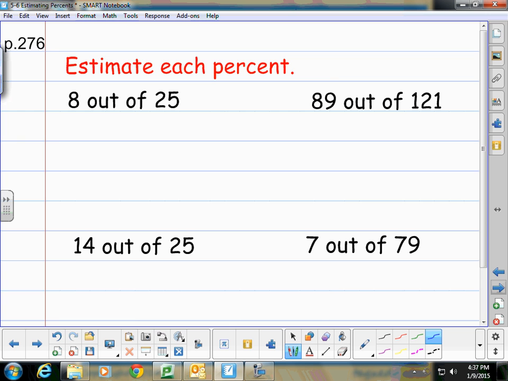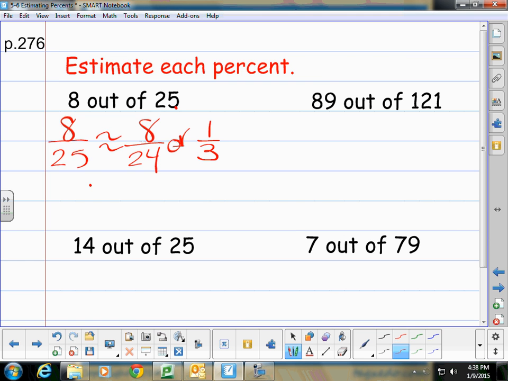Last situation is estimating percents. So now estimating percents, you're going to use these to make a fraction, figure out it's close to something. Okay, so 8 out of 25. Well, 8 out of 25 is kind of like 8 out of 24, right? That's only one less than 25, but 8 and 24 are much more compatible. They're much more compatible because they reduce to 1/3. So if I have 1/3, I know that 1/3, especially for my chart that I'm working on, is the same as 33 and 1/3%.